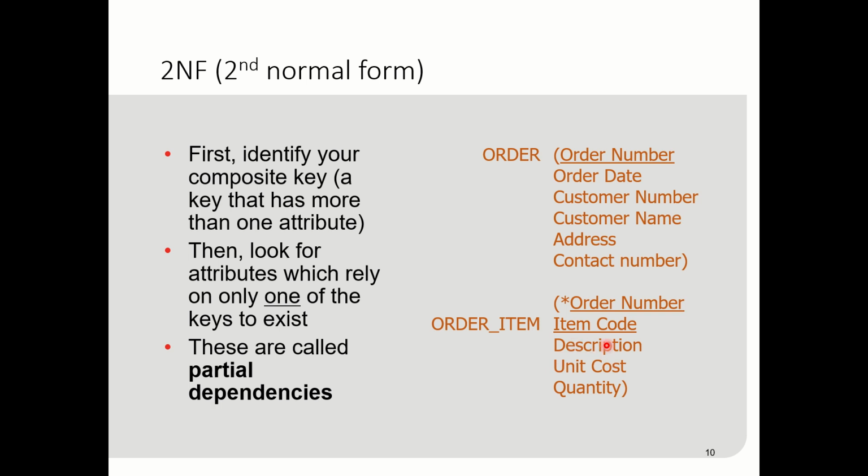Consider description: it is dependent only on part of the primary key, that is, only on item code. Take unit cost: it also depends only on the partial primary key, that is, item code. But quantity is fully functionally dependent on the composite primary key. Getting it? So there is some partial dependency.